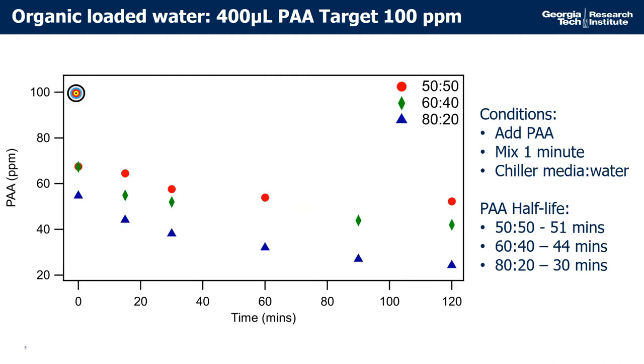For the next study, we wanted to understand the effects of various organic loads on the PAA stability. For this, we took our concentrated chiller media and diluted it with a range of potable water. We used ratios of media to water of 50-50, 60-40, and 80-20. These ranges resulted in a range of TSS, TDS, and COD from low levels to levels typical of industry.